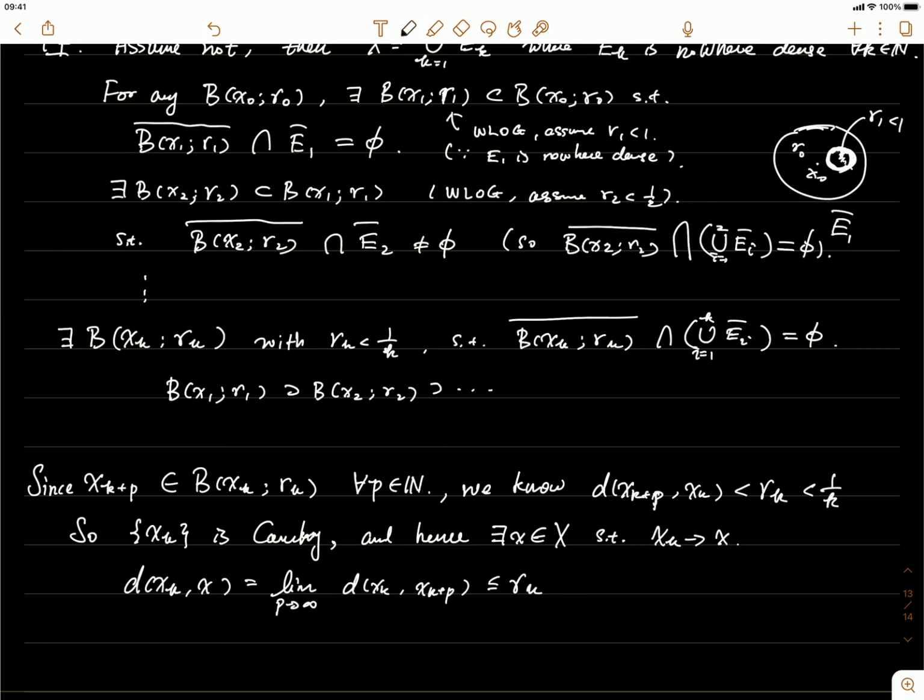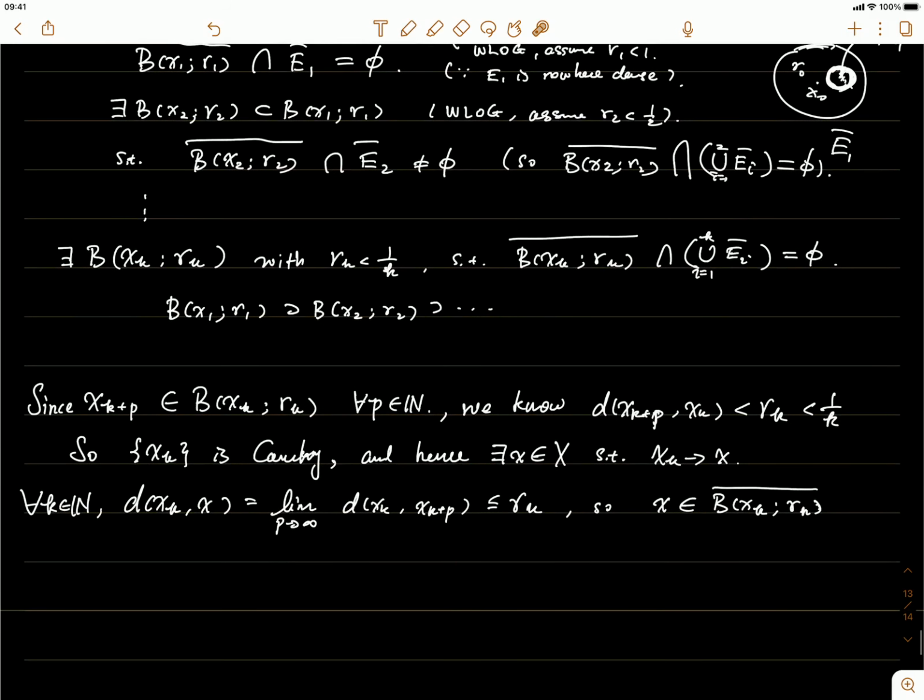This implies that x is inside the ball centered at x_k with radius r_k, but I have to take a closure because it's less than or equal to r_k. But no matter what, as we showed before, for each of these balls, this intersects with the union of the E_i closures nowhere. Here for each fixed k, I know that the distance is less than that, so x is in here for each k.